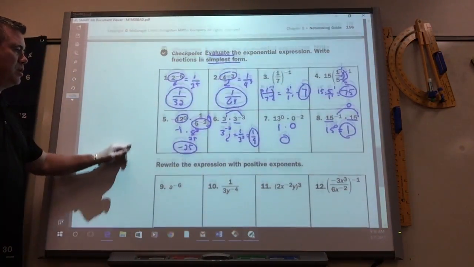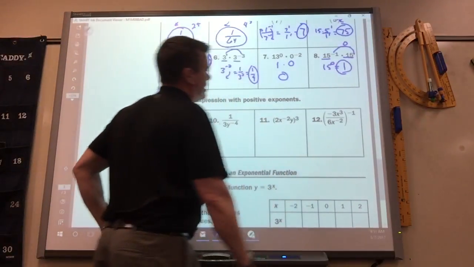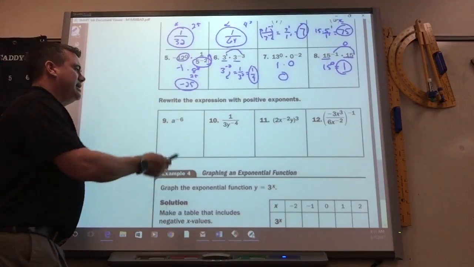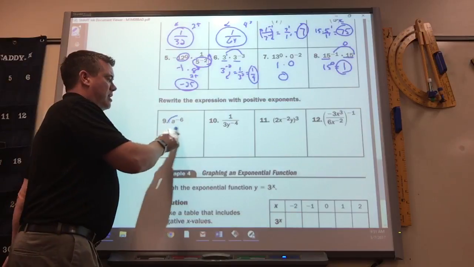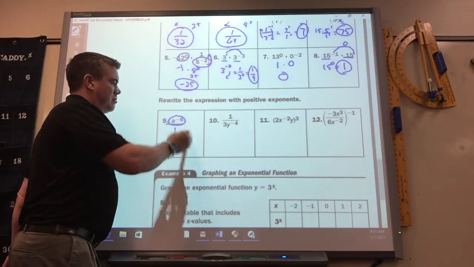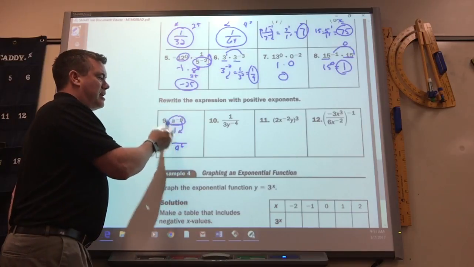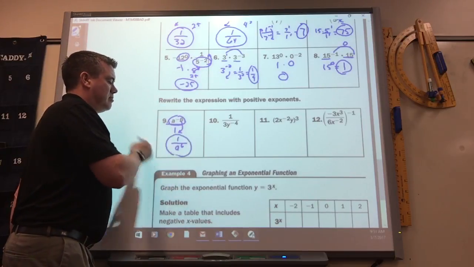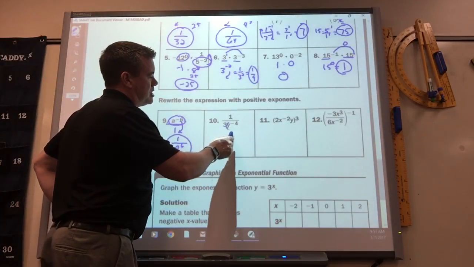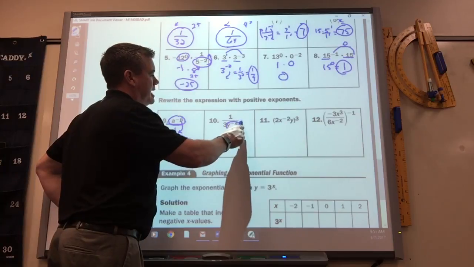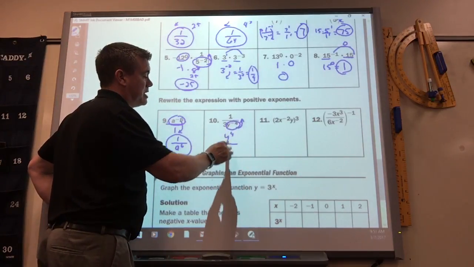So those are the evaluated ones, and then we've got the rewriting them with positive exponents. So all it is is moving stuff around. So if it's negative and it's on top, you just move it to the bottom. And if there's nothing left on top, you got to put a 1 up there. So on this one, it's just this that's negative, so just that has to move up. The 3 didn't have a negative, so that just stays on the bottom.